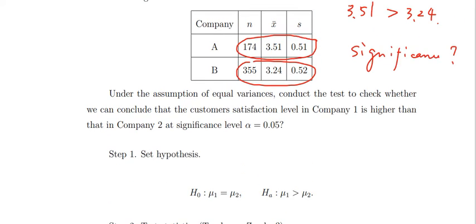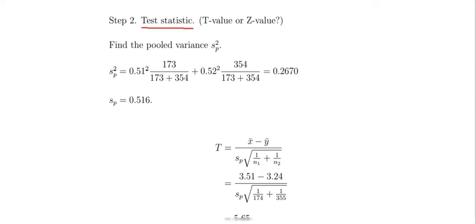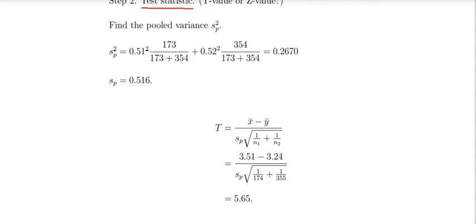So here, let's say under the assumption of equal variance, we conduct the test. If we assume equal variance, then we should use this formula: x bar minus y bar over SP times the square root of 1 over n1 plus 1 over n2. At first, in order to apply the formula, we need to find SP or SP squared.